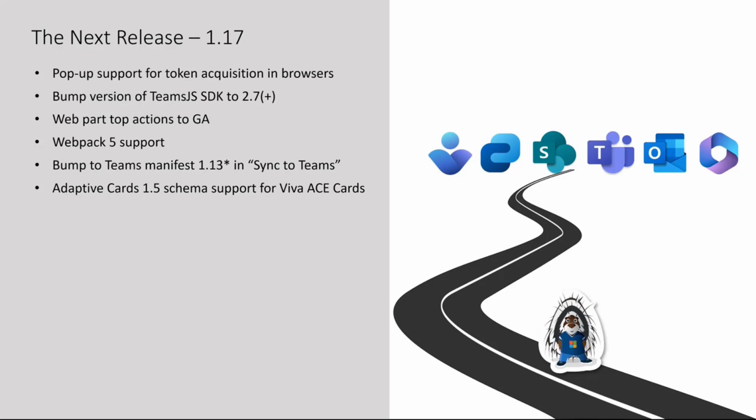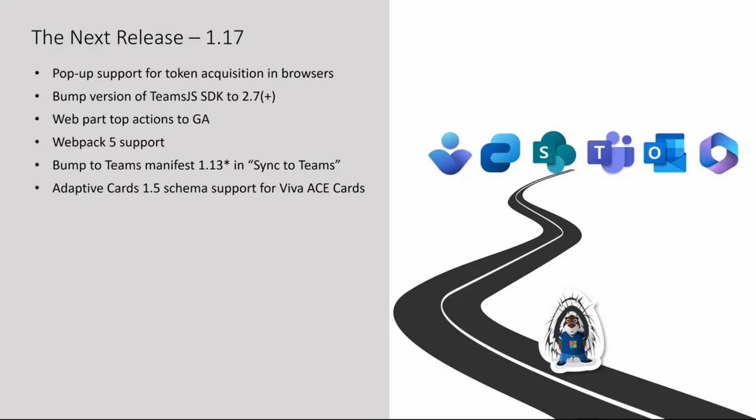We want to go to Webpack 5 support. This is aspirational, but we really want to do that. We are going to move to the schema version 1.5 of adaptive cards. It will give you the ability to do things like table support in Quick View for the adaptive card extensions in Viva Connections.